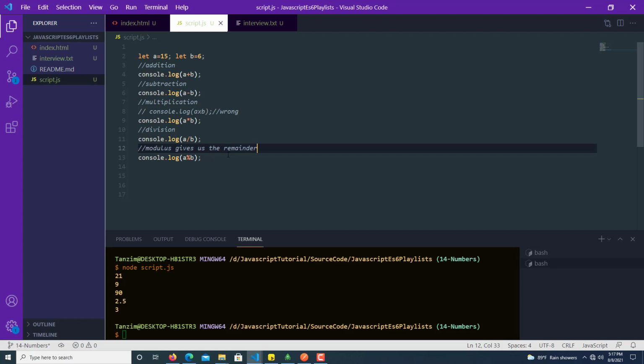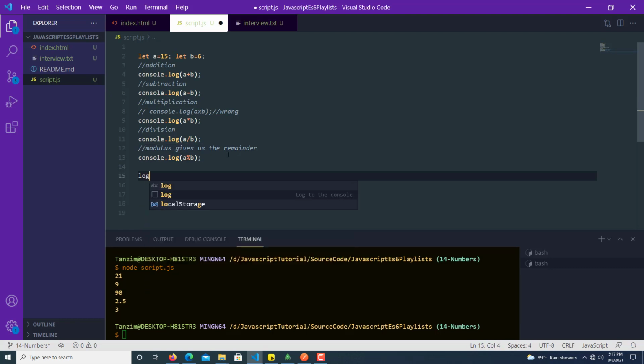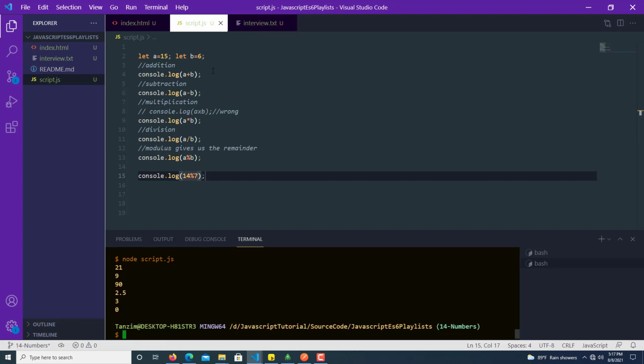Now suppose I write something like this: console log 14 modulus 7. What will it give us? I guess you already guessed. Yes, there is no remainder. The output is 0, which means there is simply no remainder.